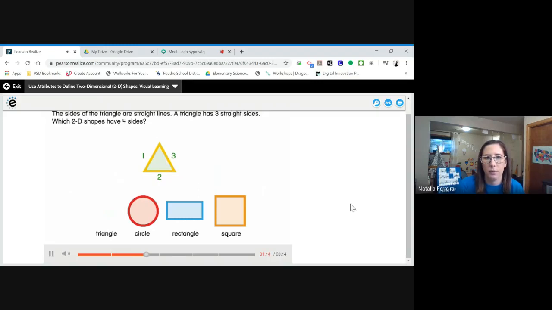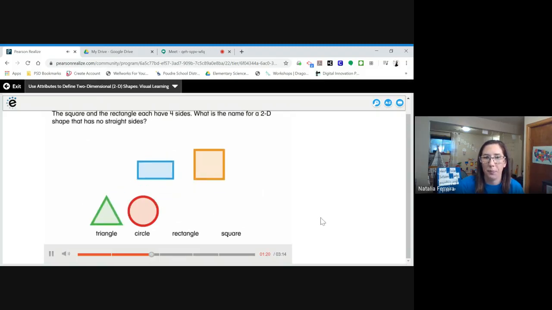Which 2D shapes have 4 sides? What is it, guys? A circle.